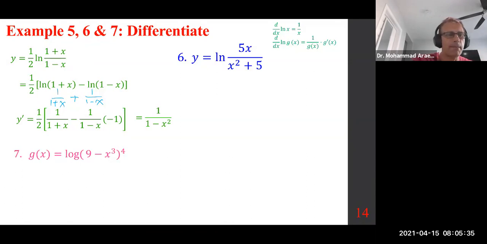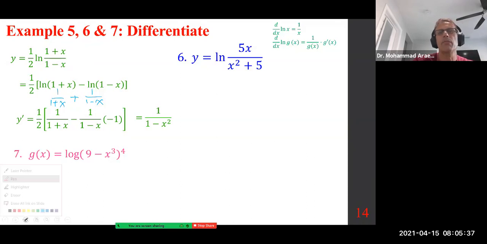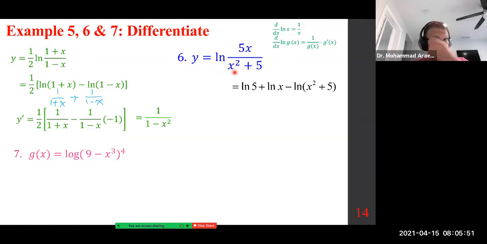Number 6. We want to decompose this, which is the natural log of the top minus natural log of the bottom. Natural log of the top, ln of 5x, is ln 5 plus ln x. Therefore, when we differentiate, this one is a number, becomes 0. This one is 1 over x minus 1 over x squared plus 5 times 2x by the chain rule.